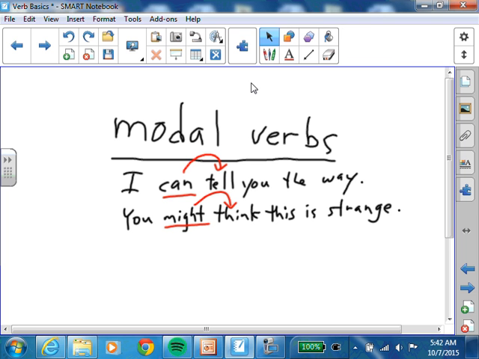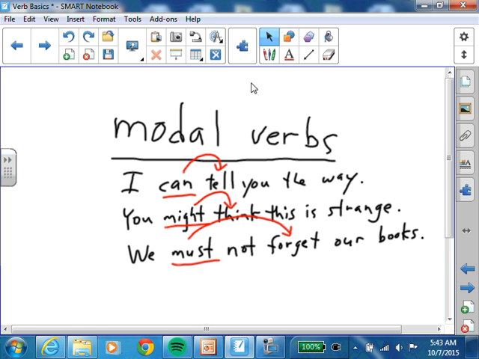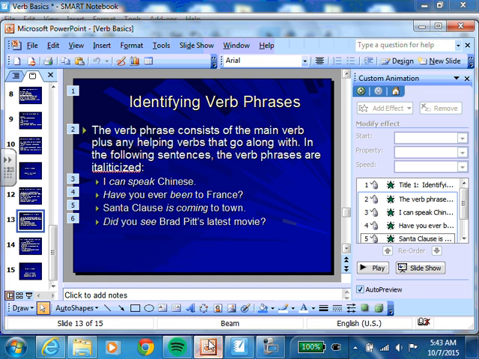One more example. We must not forget our books. Here you have must accompanying the main verb forget. All right, so let's go back to our PowerPoint.